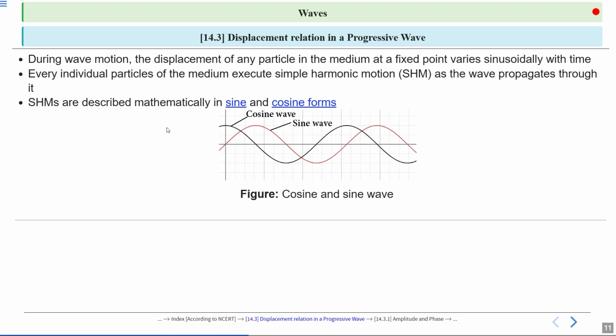So let's look at how we describe these simple harmonic motions mathematically. Figure: cosine and sine wave. We use sine and cosine functions to represent the displacement of each particle over time. In the figure, you can see both a sine wave, the red one, and the cosine wave, the black one. These are just two ways to show the same type of oscillation starting at different points.